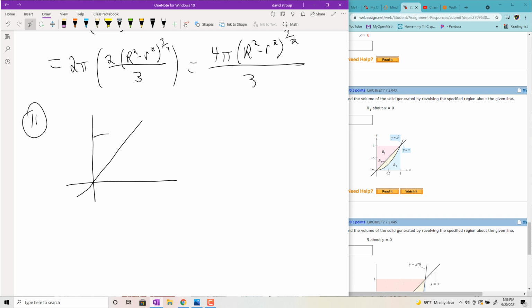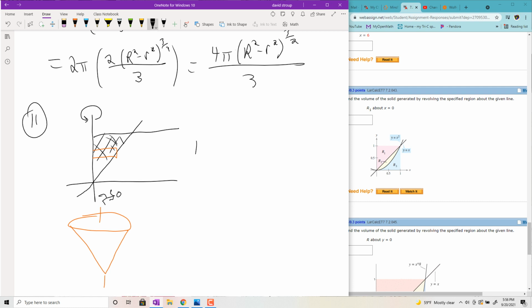R1 just looks like this region here. X equals 0 is the y-axis. Okay, so I'm going in this rotation. So my Riemann man is going to be going up like this. It seems like it's just a disk problem. Okay, the end picture is going to be sort of an elliptic cone.